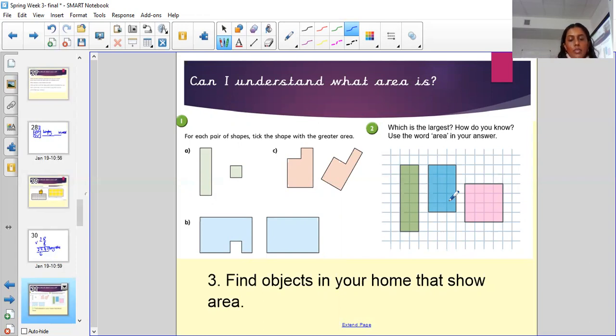So which one takes up the most area? Be careful, it's not only just by how big it looks. Actually think about how you're answering the question. And question number 3 is find objects in your home that show area. You can take a picture or make a video and just show us all of these things that show us the area.